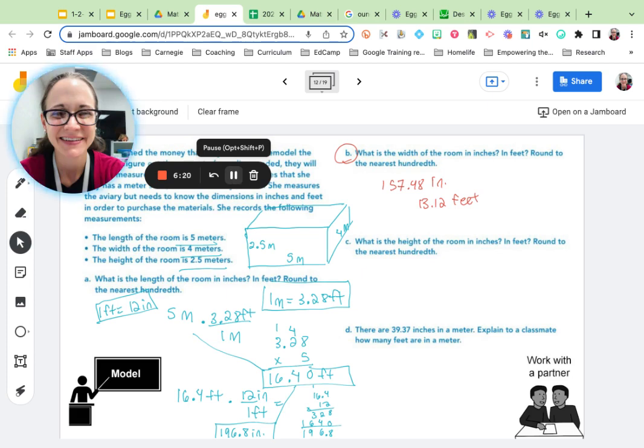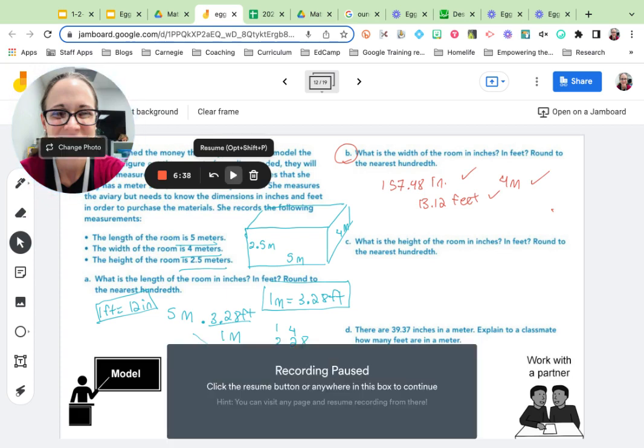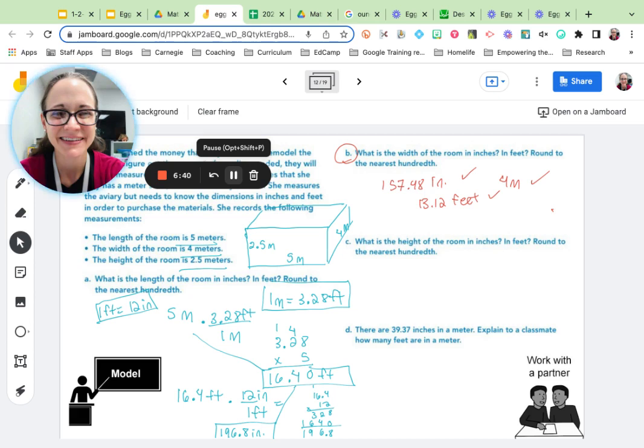You've hit play, which means you're ready to check your work. The width of the room, or 4 meters, is equal to 157.48 inches, or 13.12 feet. Check your work. If you missed it, see if you can find your mistake. It is your lucky day today, because today you are not going to have to do part C or part D. We're going to skip those 2 problems for today.